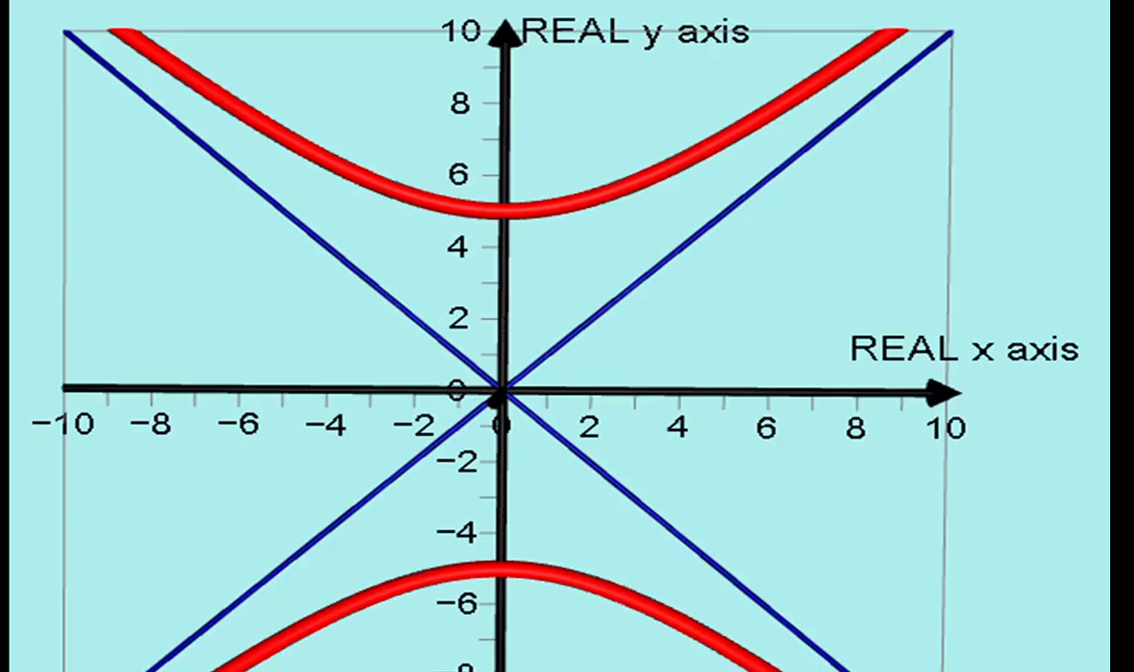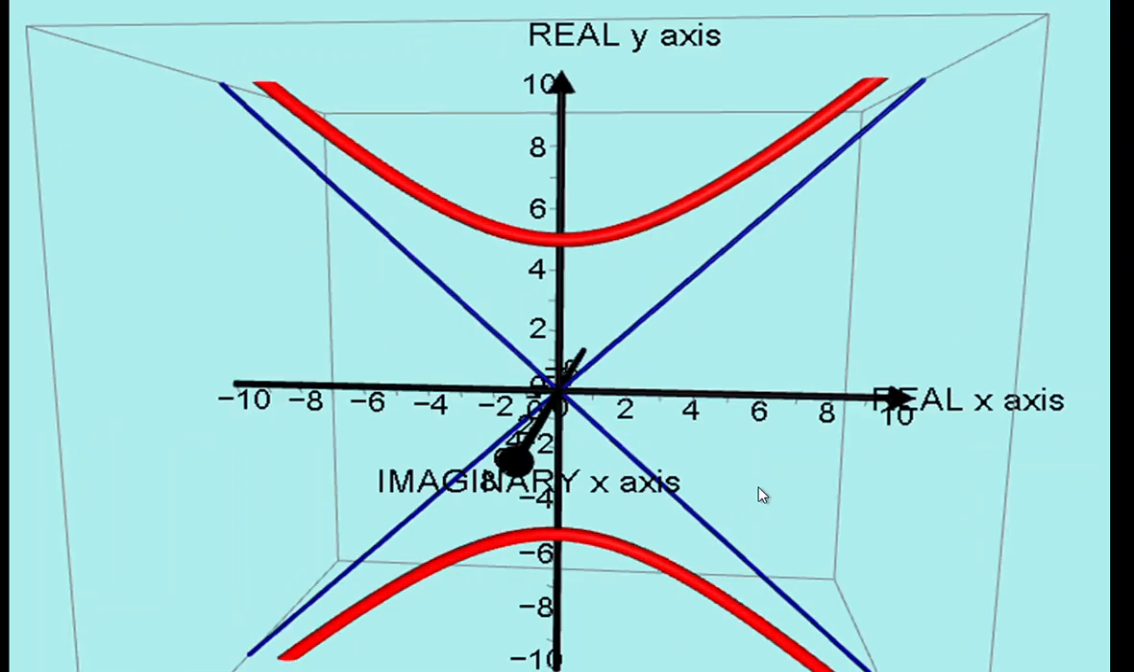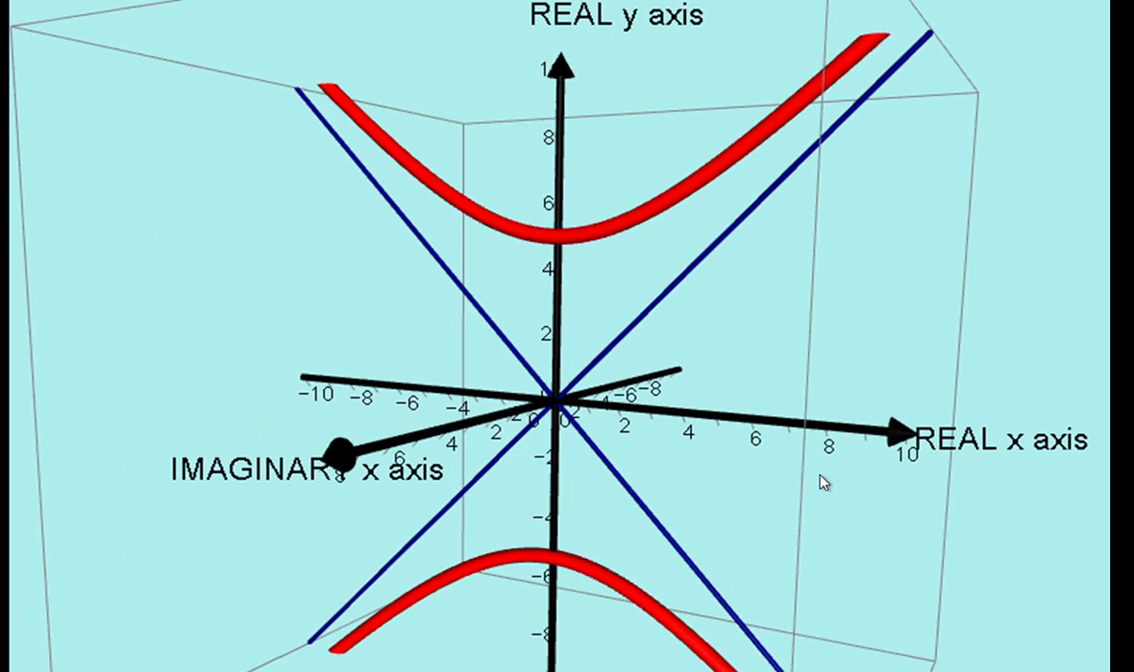Now here's the graph again. And the problem is, where do we put these new points which have imaginary x values but real y values? We need an extra x-axis for these imaginary parts. So we have an imaginary x-axis sticking out here, like this. Now just turn that sideways a bit, and I'm going to put on those points.